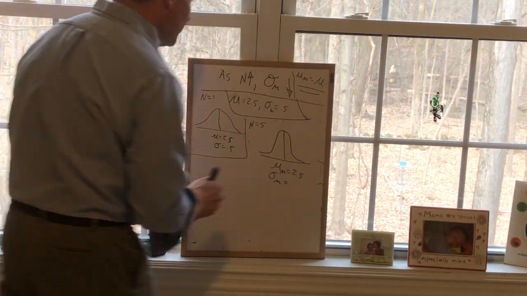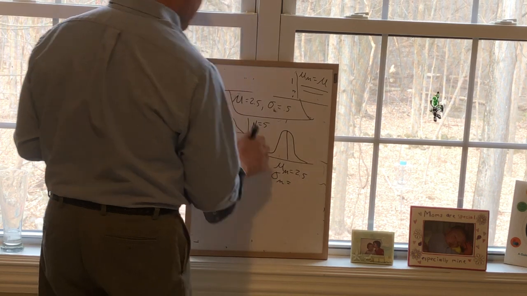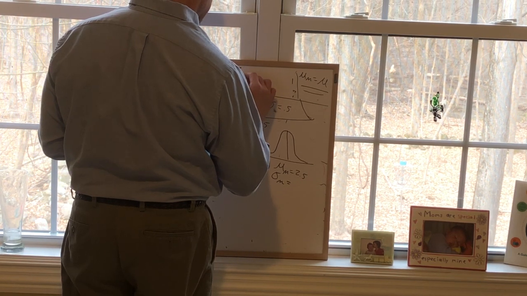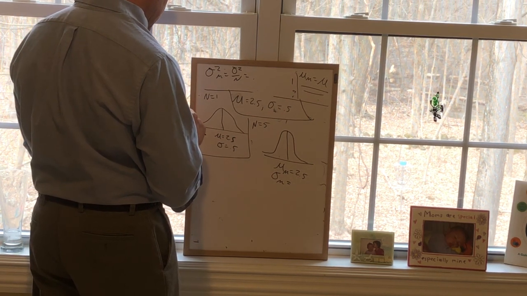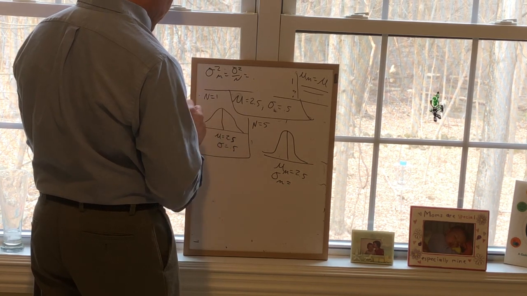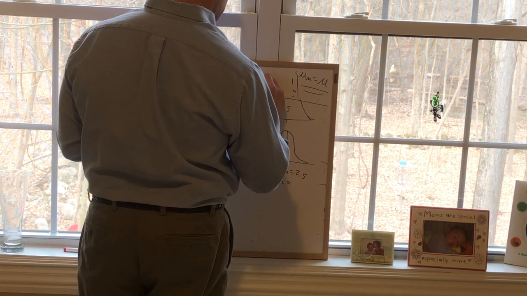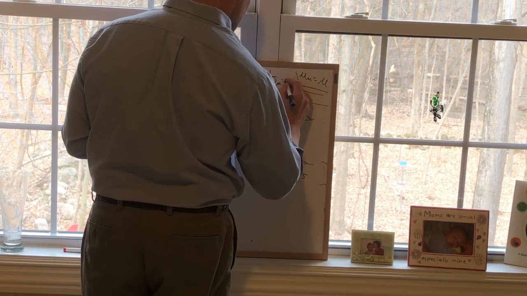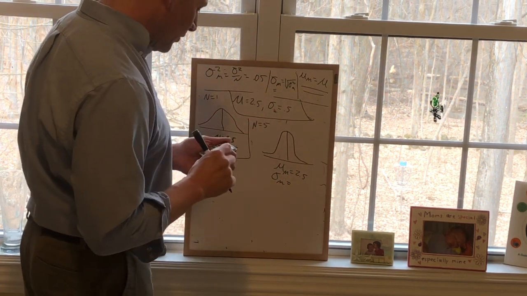To get sigma sub M, sigma squared sub M equals sigma squared divided by n, which is 0.5 times 0.5, which is 0.25 divided by n of 5, which is 0.05, and then sigma sub M is the square root of sigma squared sub M, which is the square root of 0.05, which is 0.22.